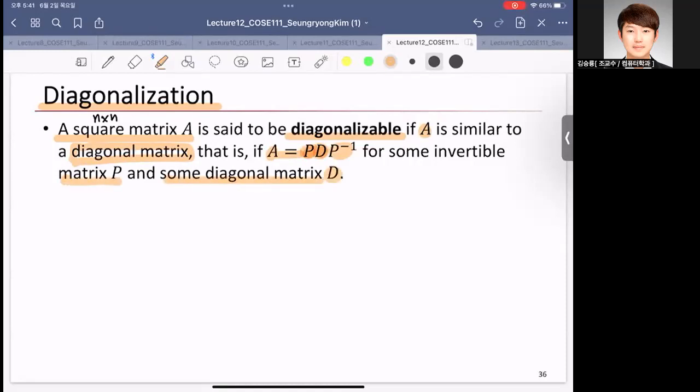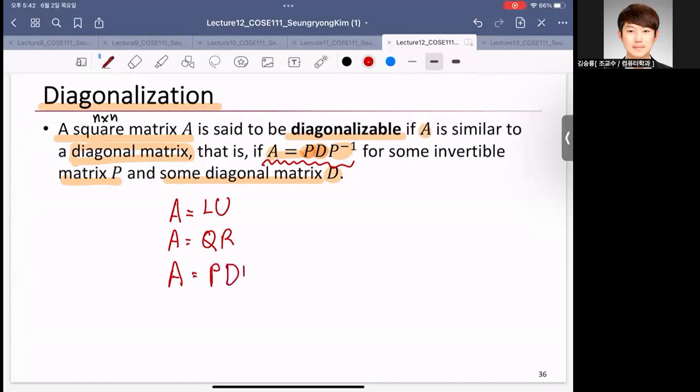then we call matrix A diagonalizable. What does it mean? So far we discussed two factorization techniques, LU factorization and QR factorization. Here we will talk about one more factorization, diagonalization, which is going to be P D P inverse. That's today's topic.